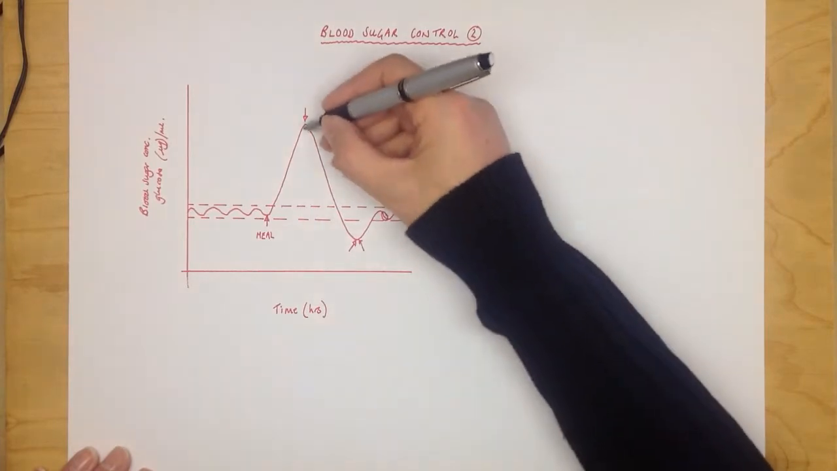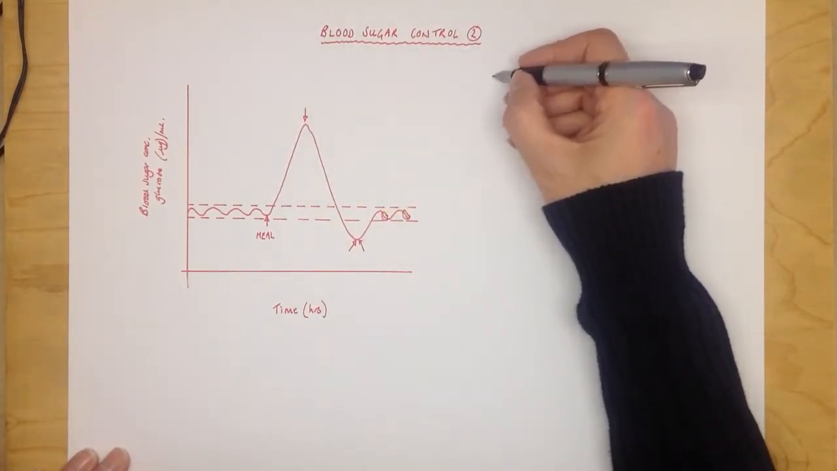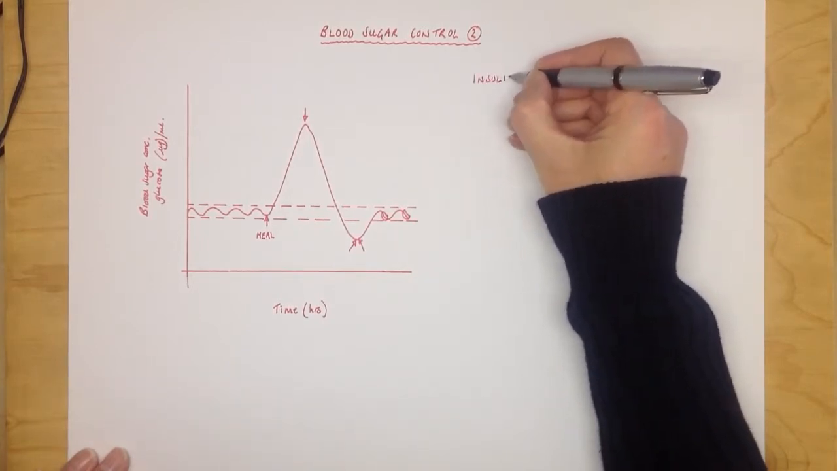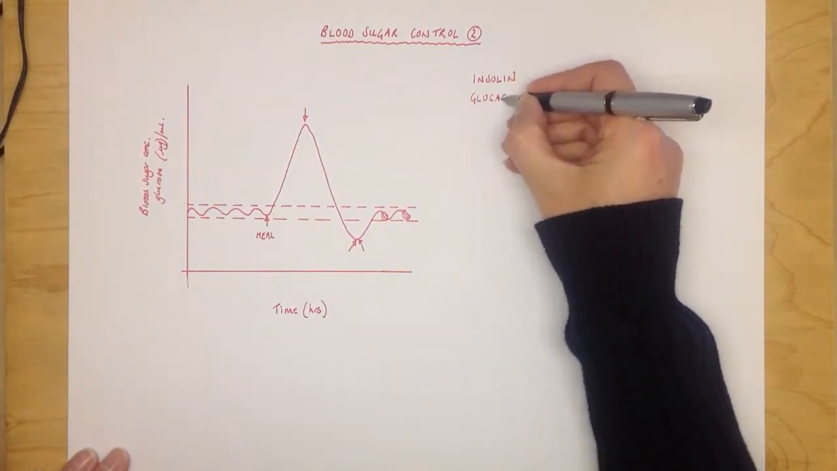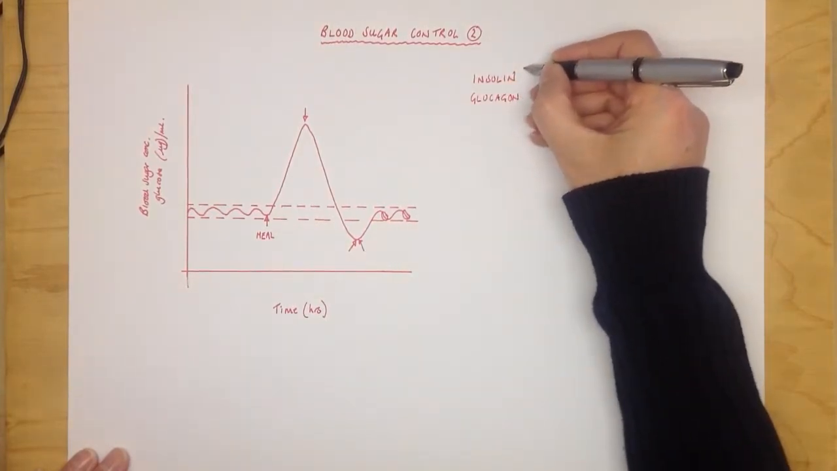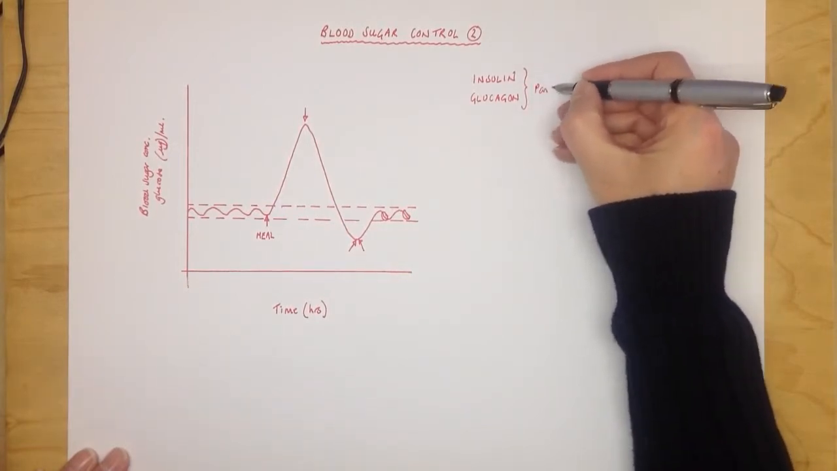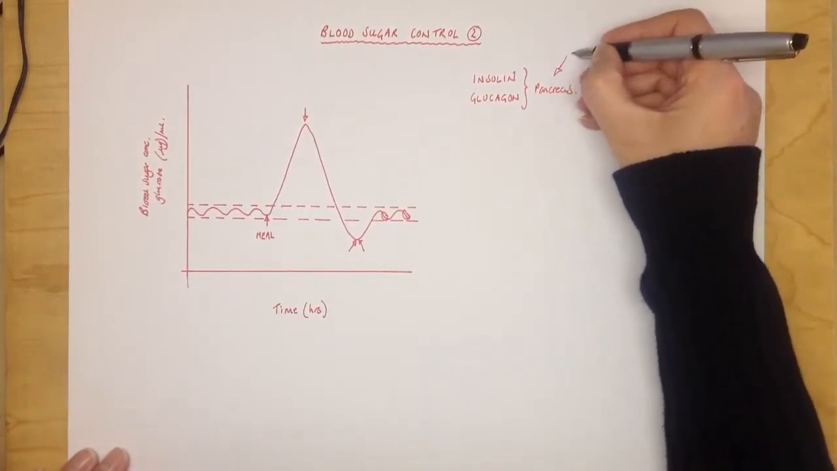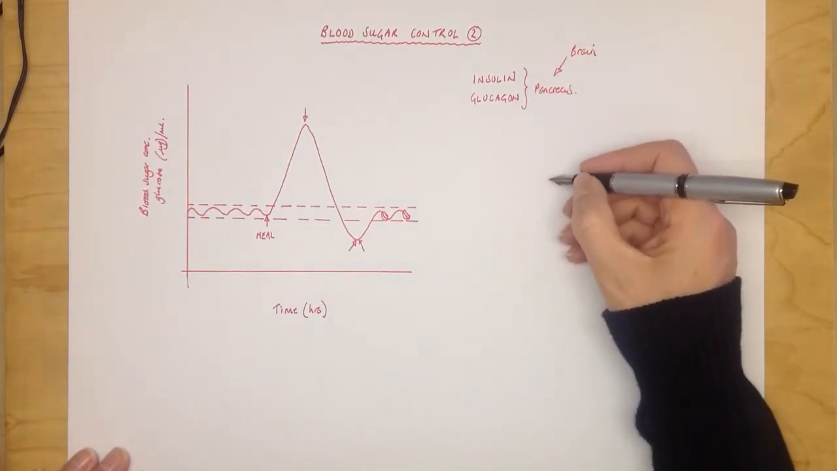Now, you should remember the two hormones involved with controlling blood sugar levels, and they are insulin and glucagon. And you should remember as well that these are both made by the pancreas, which is a gland. But it's the brain that tells the pancreas which hormone to release.